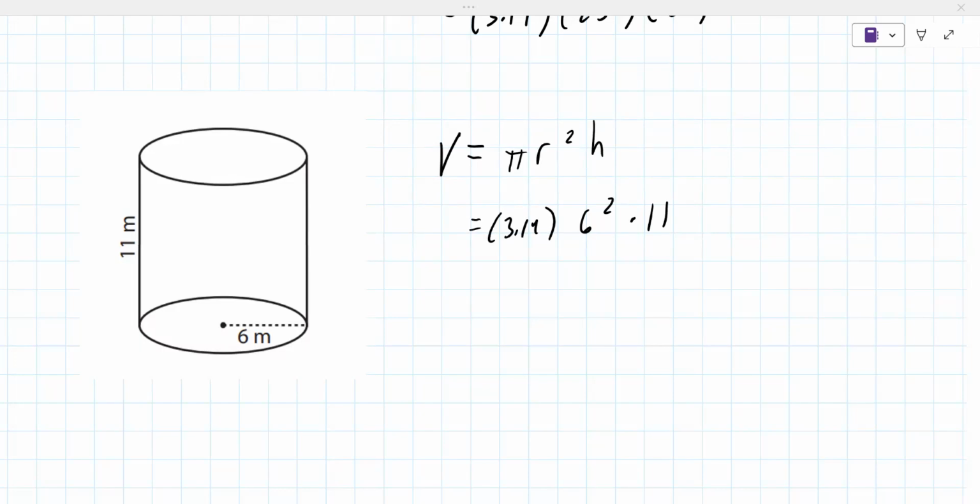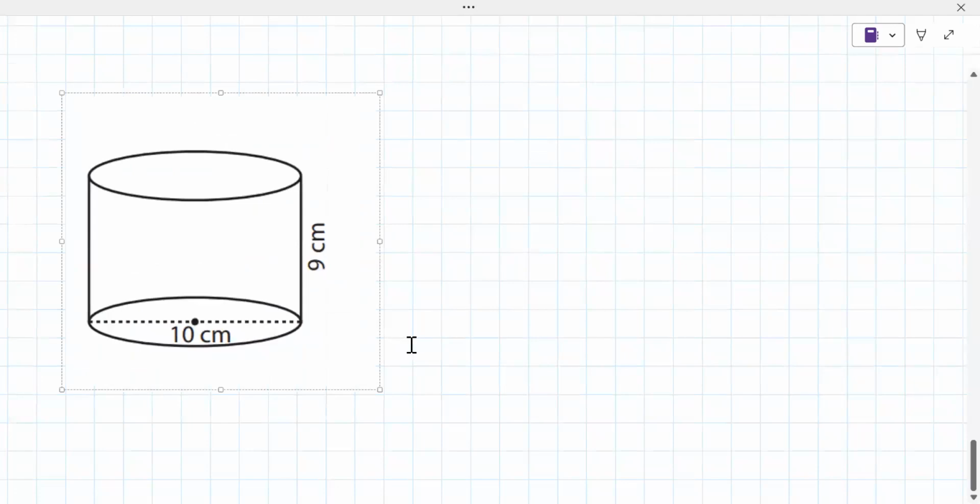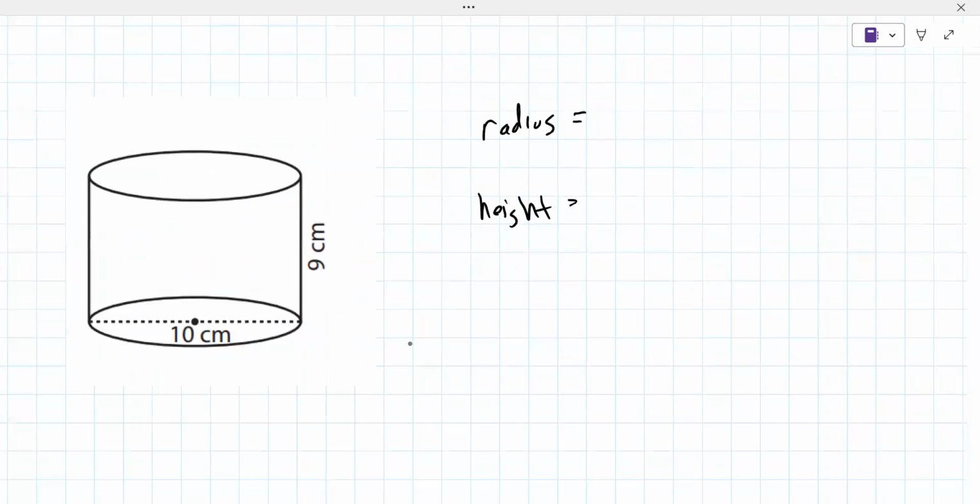This is kind of another variation on what you might see. So here's a new cylinder. Again, you need the radius and the height. What is the radius of this cylinder? 10. It is not 10. The whole diameter is 10, the line goes all the way across. There is a dot right there.